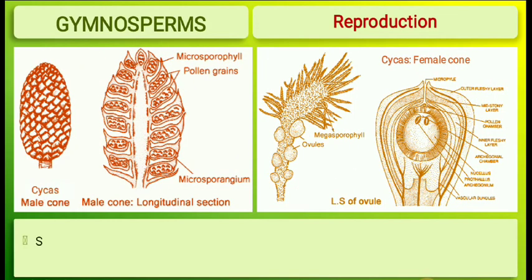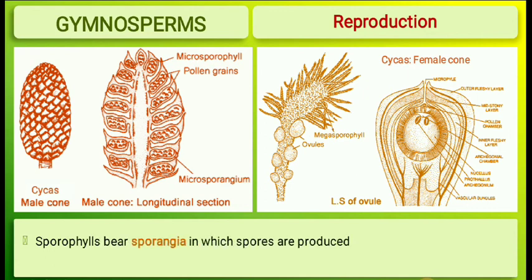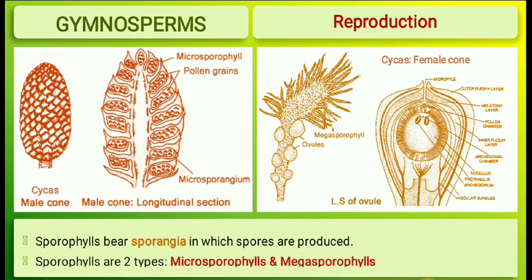Here the Cycas male cone is given, and its longitudinal section which has microsporophyll. Here also the leaf is involved as a reproductive organ. Hence it is called microsporophyll in case of male, and in case of female it is megasporophyll. Sporophylls bear the sporangia. Sporangia means bag which contains the spore. Angia means bag, spora means spore. And sporophyll may be a microsporophyll or megasporophyll. Microsporophyll means male and megasporophyll means female.